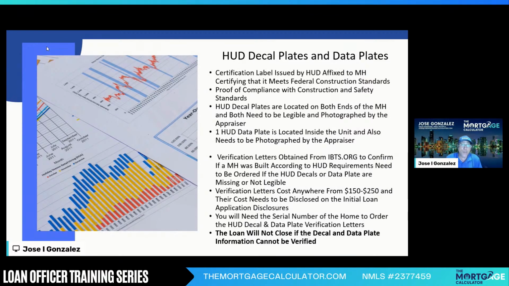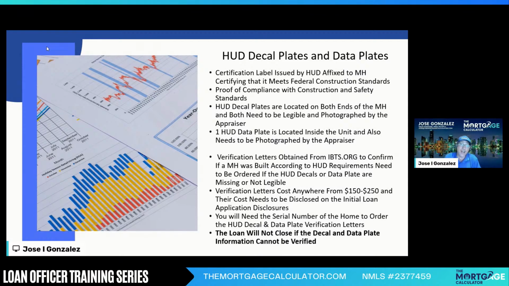Now, this decal plate, which is located on both ends of the manufactured home, both need to be legible and photographed by the appraiser. Why is that an issue? Because a lot of times they're painted over. Maybe a piece of siding was replaced and it was the one that had the plate. Maybe it's all scratched up, and you can't read it anymore. It's not legible.